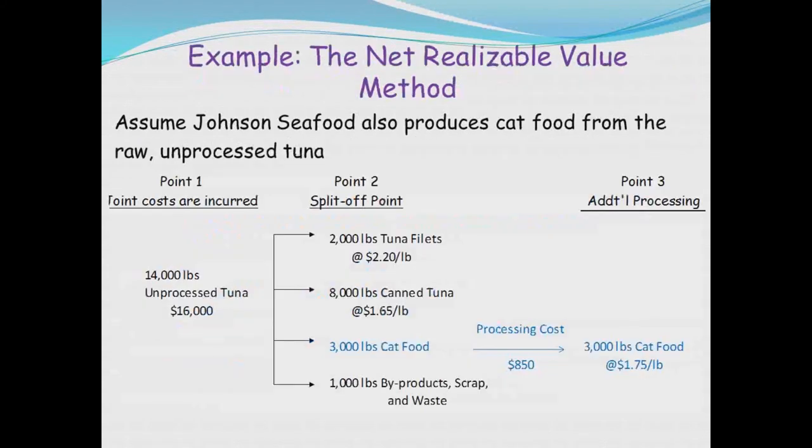Let's do an example. Okay, our tuna example. Of that 4,000 pounds that we thought were useless, 3,000 of those pounds are going to be used in cat food. You have to process it, so you have to grind up the bones and whatever you do with cat food. Those extra costs to get it ready to become cat food are $850 for that 3,000 pounds, which means that you can sell that cat food for $1.75, which interestingly is more than you're selling the canned tuna. But you had to do more work. If I was a cat food person, I would just buy the canned tuna. That's good.